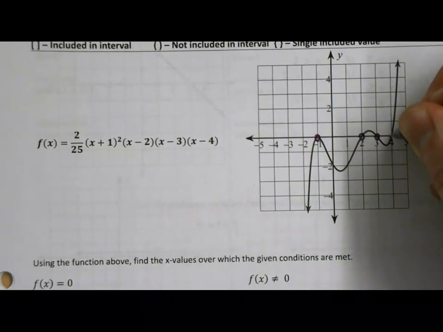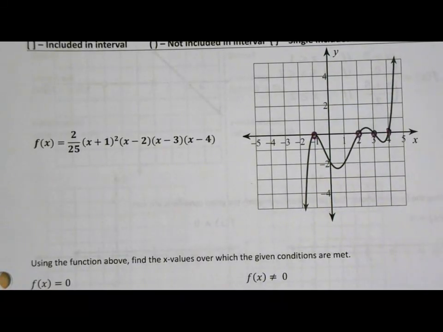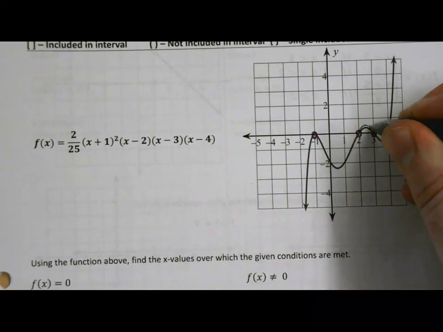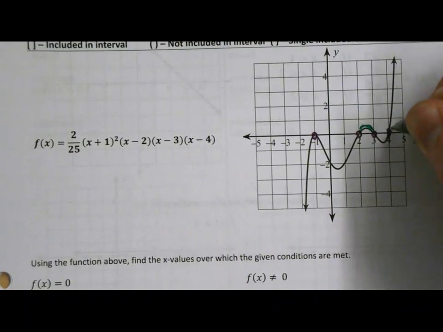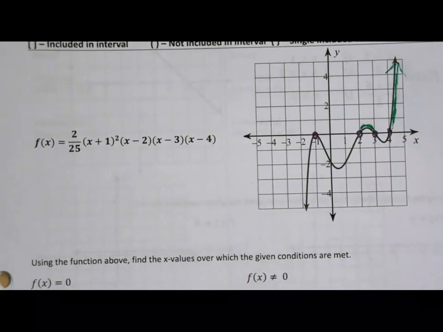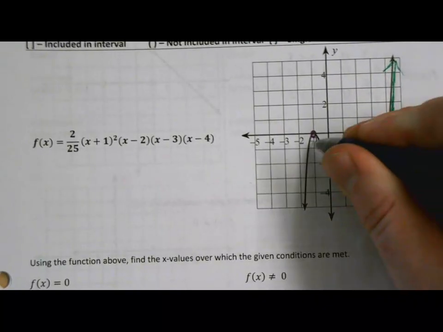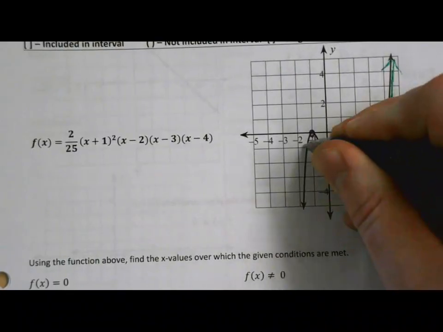So I have 3 points where the graph is on the x-axis, where the graph has a y value equal to 0. We also want to look at points where the y value is greater than 0. That would be this region here and this region here. And we also want to look at x values where the graph is less than 0. That would be this region and this region and this region.